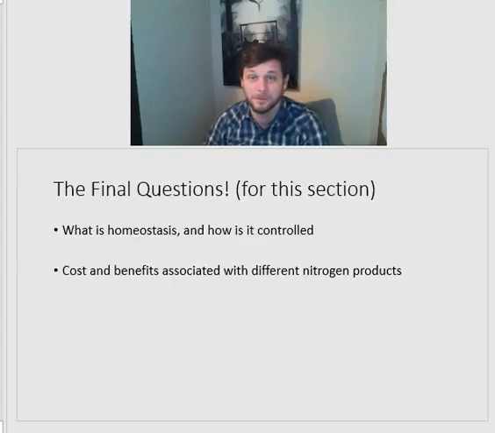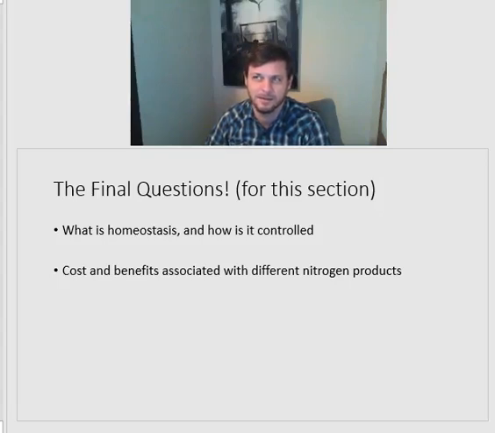Alright, so that's it for this chapter. I want you to think about what is homeostasis, how is it controlled, and like for how is it controlled, just think negative feedback, all right? And then the cost and benefits with our different nitrogenous products, ammonia, uric acid, urea. And with that, we are done.